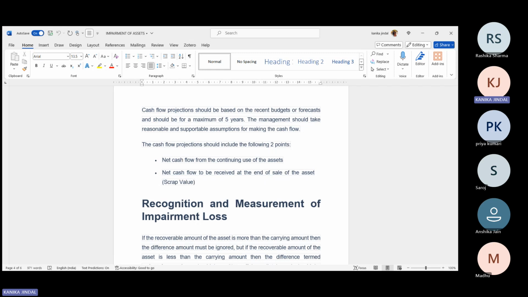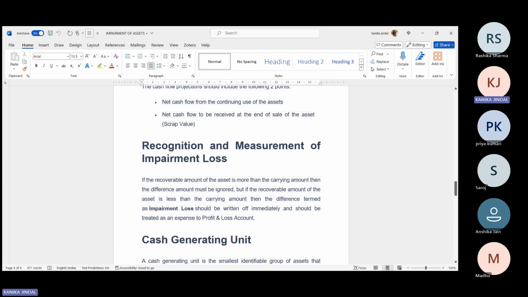Now we have recognition and measurement of impairment loss. If the recoverable amount of the asset is more than the carrying amount, then the difference amount must be ignored. But if the recoverable amount of an asset is less than the carrying amount, then the difference is termed an impairment loss.